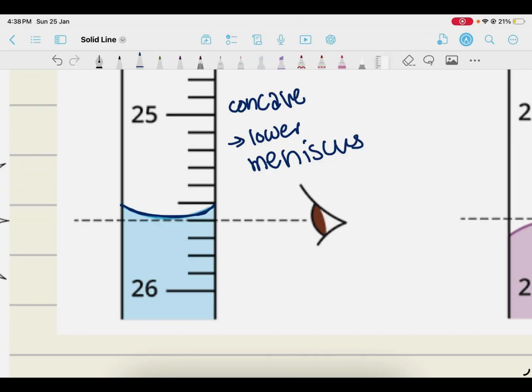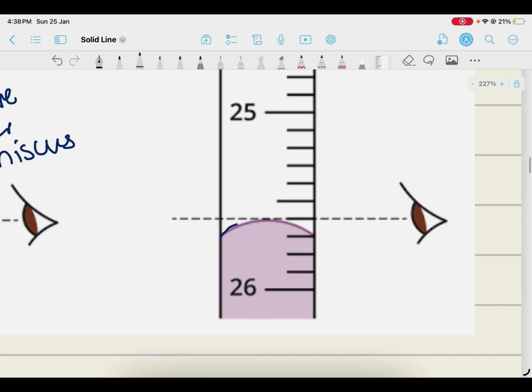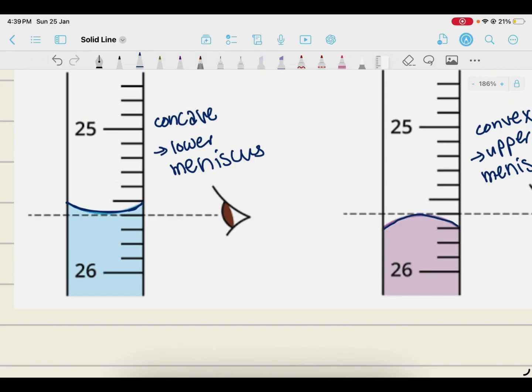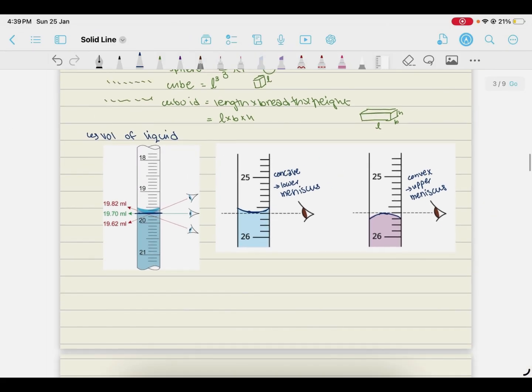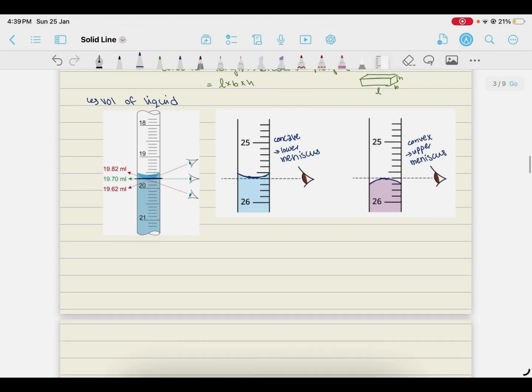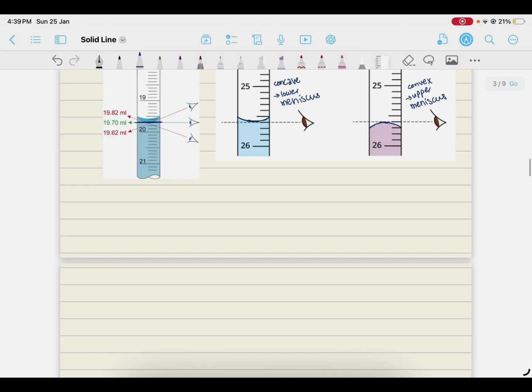And if it is a convex shape like this, then you will have to look at the upper meniscus. Basically, you can even notice that whichever part is the curved part, you just have to take the readings from there. Okay, now we are done with area, volume. Next we have time.